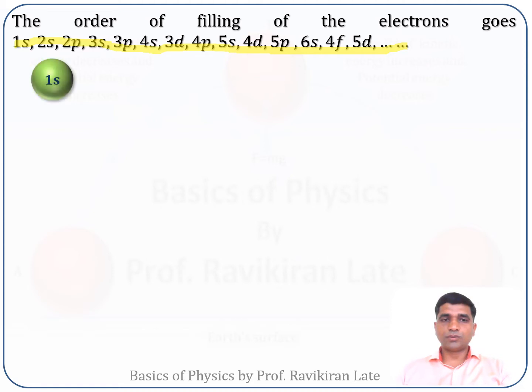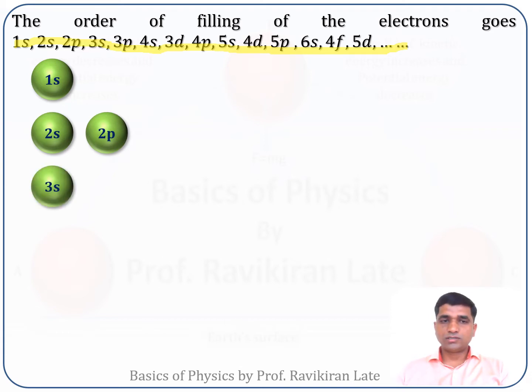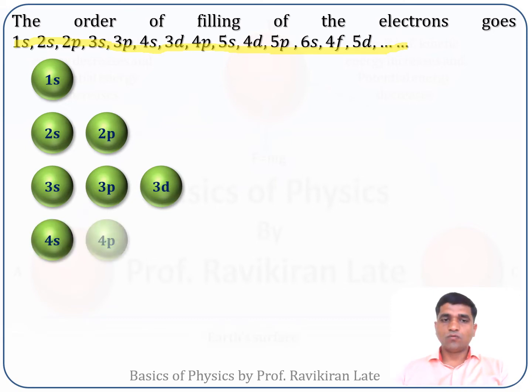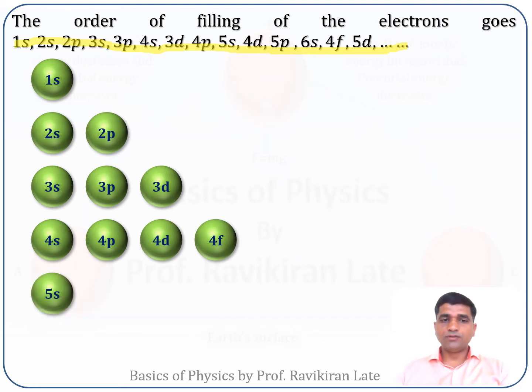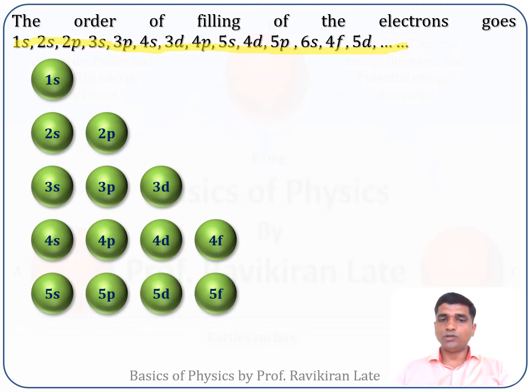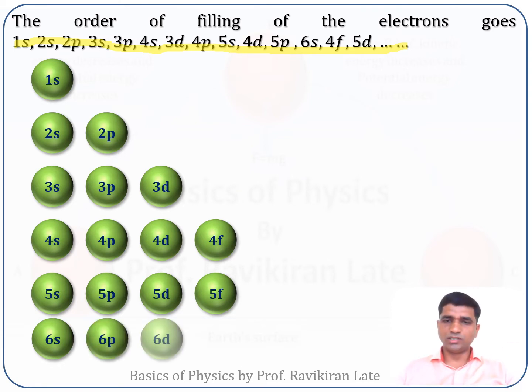For representation purposes, you can consider this picture over here. It has the 1s orbital, then the second shell has 2s and 2p orbitals, the third shell has 3s, 3p, and 3d orbitals, and the fourth shell has 4s, 4p, 4d, and 4f orbitals. Similarly, the fifth shell, that is n equal to 5, will have 5s, 5p, 5d, 5f, and 5g. I have not shown it here, but it will have one more orbital, that is 5g. Similarly, you can work out the sixth shell in this fashion.